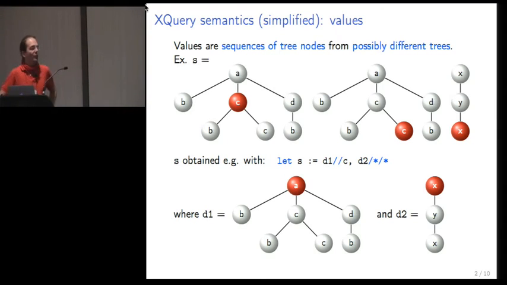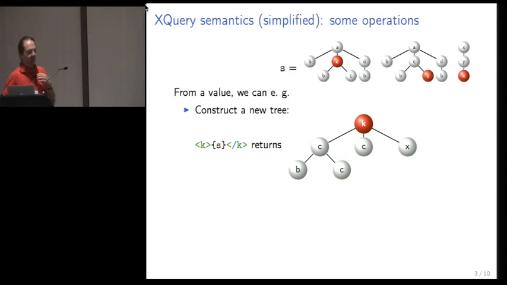So when I have this S, what can I do with it? I can do several things. For example, I can construct a new tree. I can decide to put S under a K. What it does is it extracts all subtrees and puts them under a K node here. So we have extracted the three subtrees corresponding to the two C's and the X, and have a K.